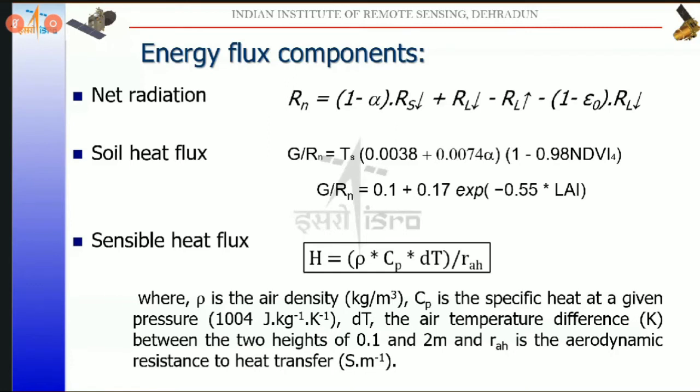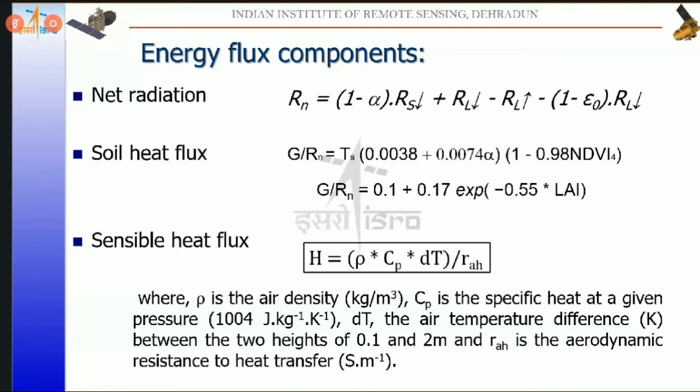But here they use another, more specially derived approach using the LAI value, the ground-based observation of leaf area index for the particular crop, and they generate the soil heat flux map for the particular area.